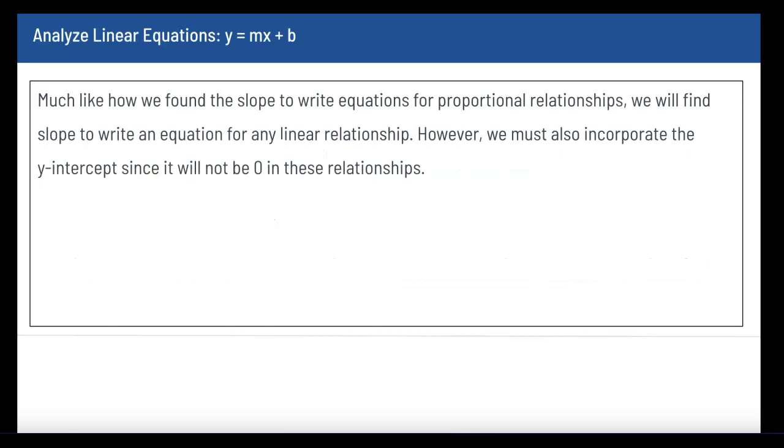Much like how we found the slope to write equations for proportional relationships, we will find the slope to write an equation for any linear relationship. However, we must also incorporate the y-intercept since it will not be 0 in these relationships. So again, the y-intercept is always 0 in a proportional relationship, but we are going to look at non-proportional relationships.